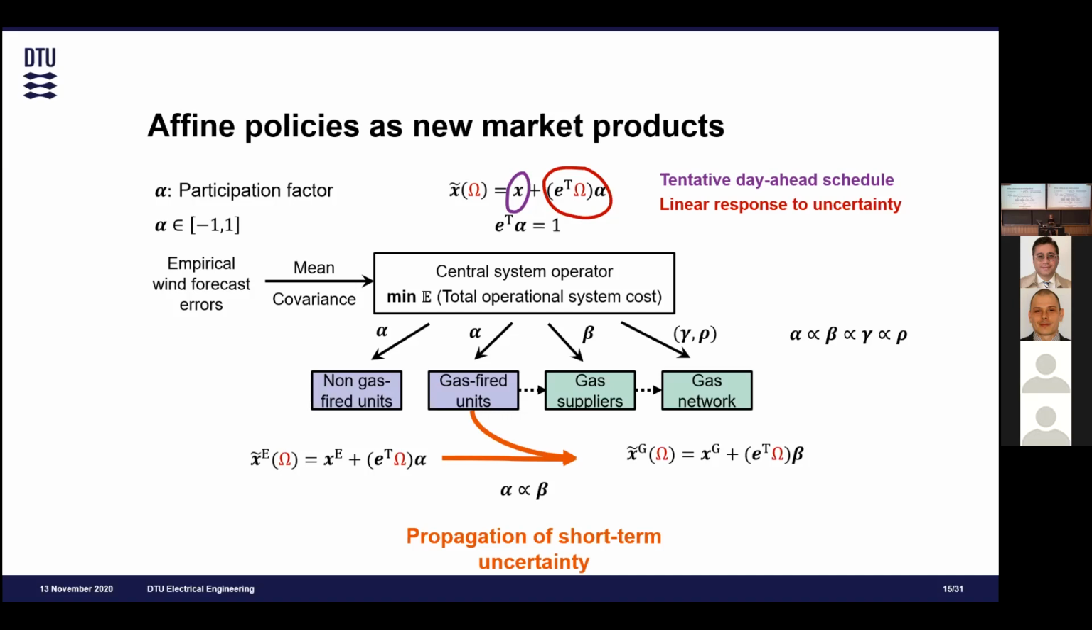And finally, these affine policies can be interpreted as market products, so-called policy-based reserve products, and they enable a coordinated response of flexible assets, not only on the power side, but also from the gas network assets. So in this way, we try to bring Linepack flexibility from the gas side to the power system.